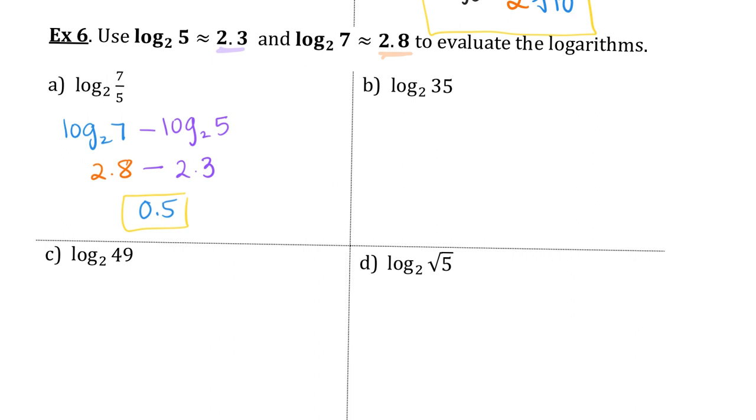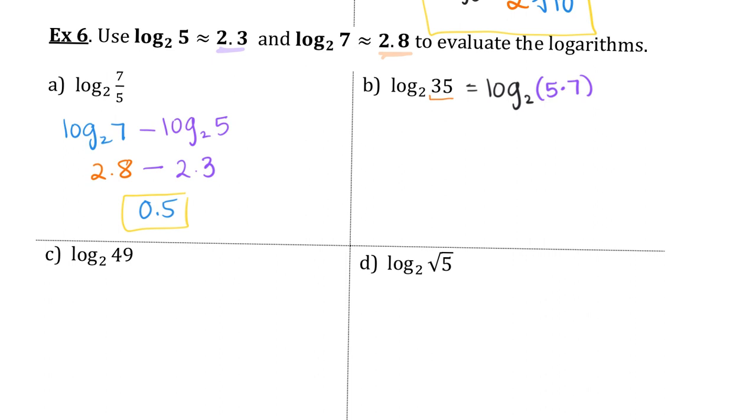They want me to do log base 2 of 35, but I only know 5 and 7. So I need to rewrite 35 in terms of 5 and 7. How can you use 5 and 7 to get 35? Yes, I do 5 times 7. 5 times 7 is 35. This is better because now I can use my log properties. I cannot use them yet, I have to separate them first.